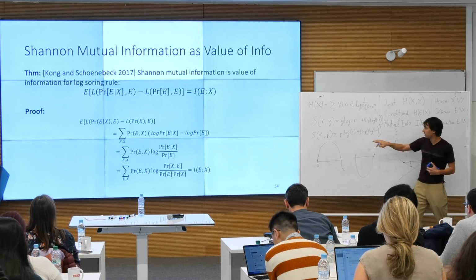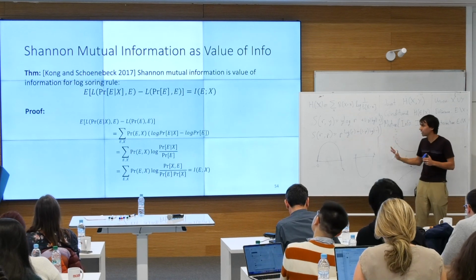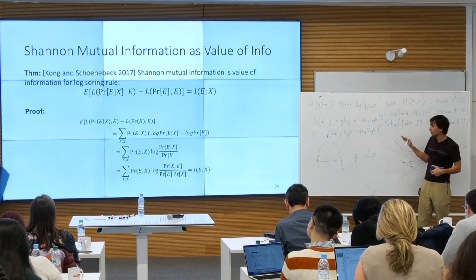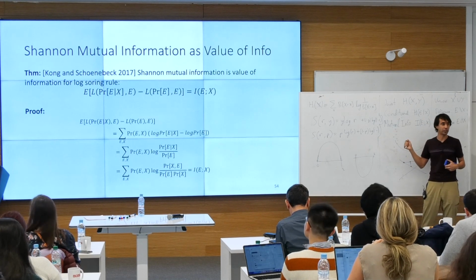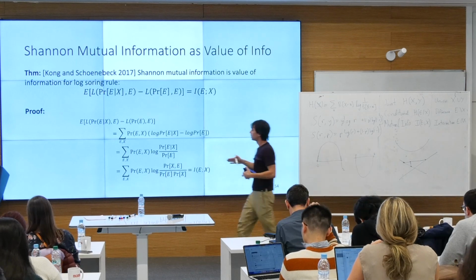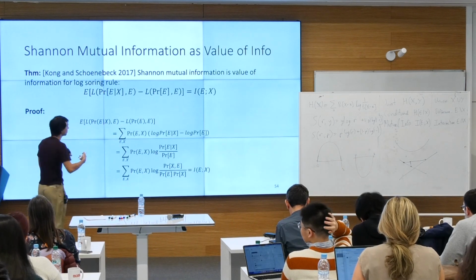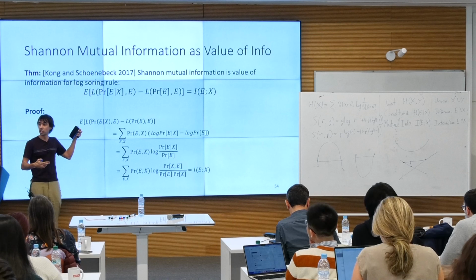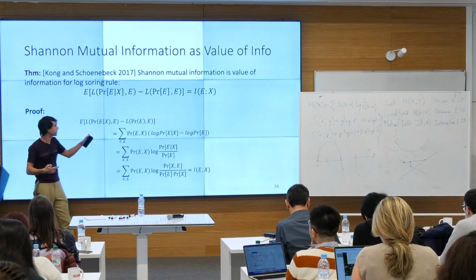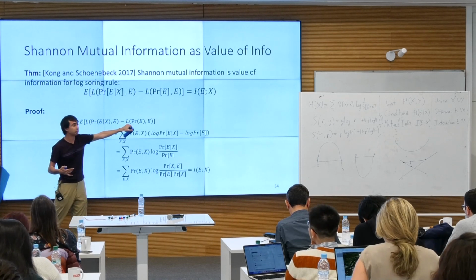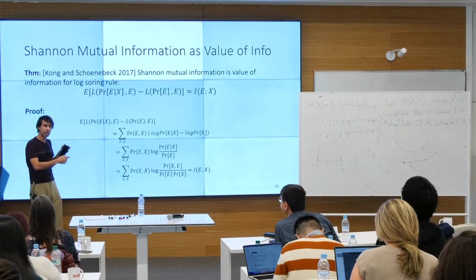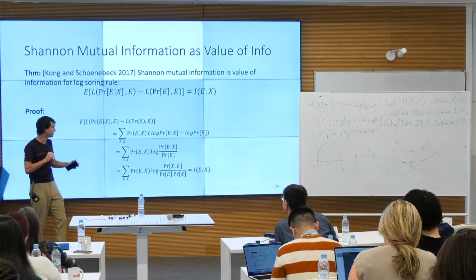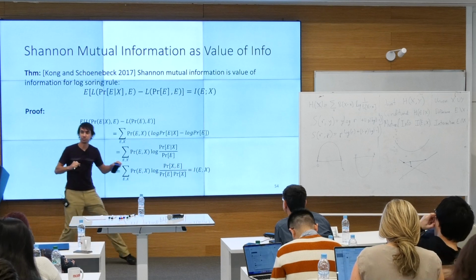The expected score in the log scoring rule is a Shannon entropy, or the negative of a Shannon entropy. So the first term will turn out to be the conditional Shannon entropy. The second term will turn out to be the entropy of E, the original entropy of E. And when you subtract those, and remember some formula from a while ago, you get the mutual information.